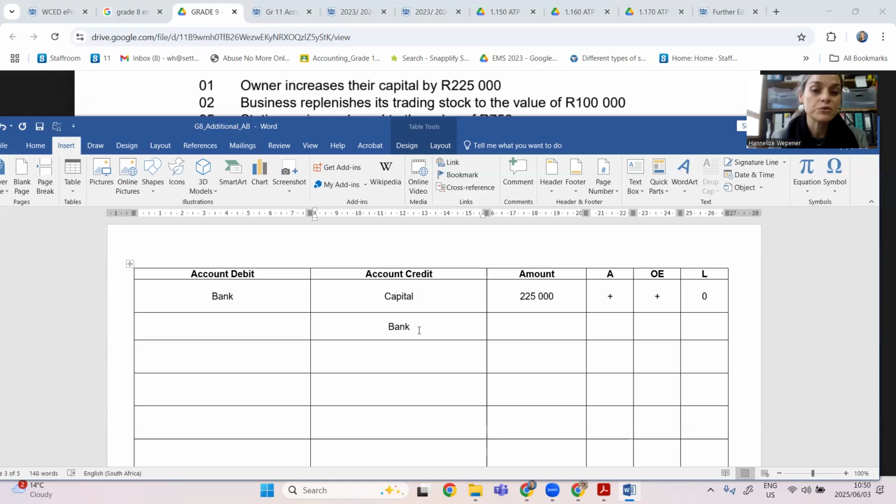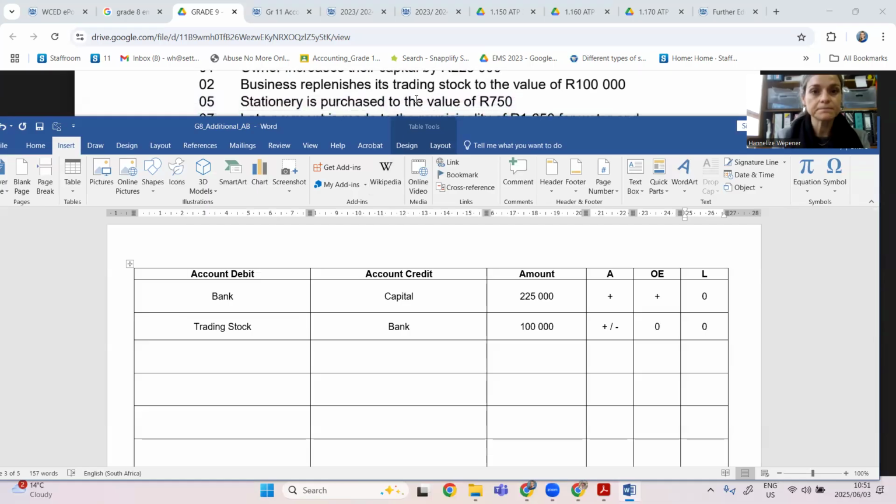The reason why you have less money is because you purchased trading stock. So you now have more trading stock. Trading stock is also an asset. So you now have more assets, so you debit your trading stock. And the amount is 100,000. So you have more assets because you have more trading stock. However, you also have less assets because you have less money. No owner's equity, no liabilities.